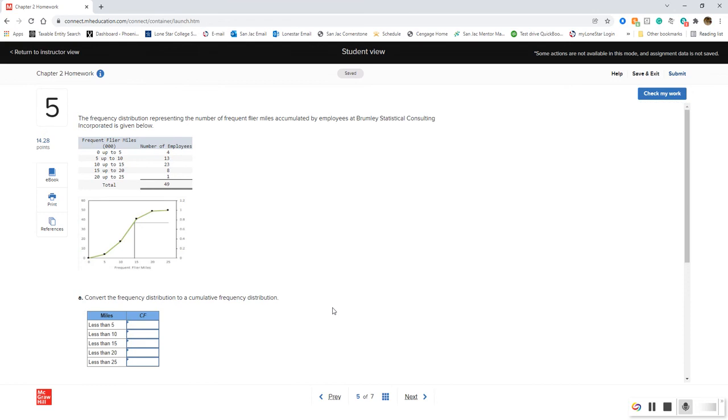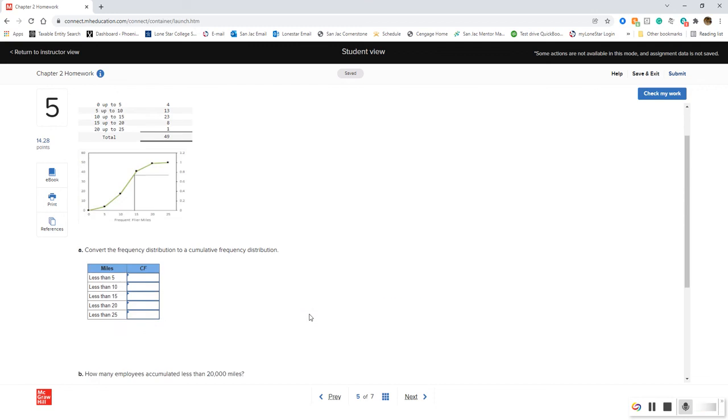Alright, question 5. The frequency distribution represents the number of frequent flyer miles accumulated by employees at Brumley Statistical Consulting Incorporated, given below. Okay, so it gives us the chart and it gives us the cumulative polygon. Convert the frequency distribution to a cumulative frequency distribution, which again, less than 5, we add everything up.